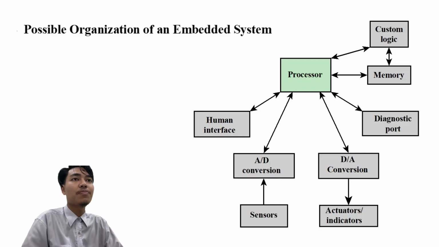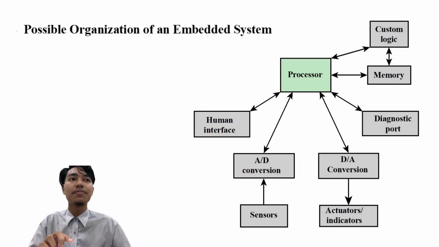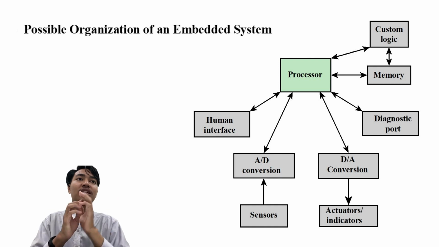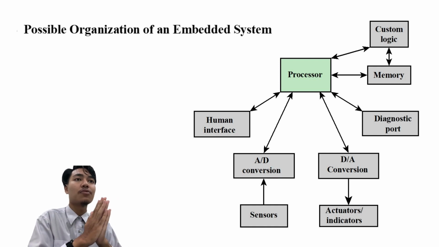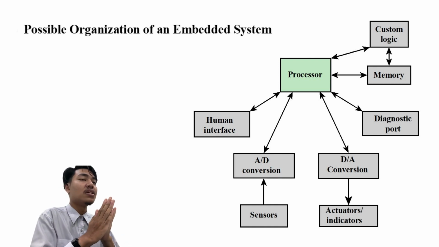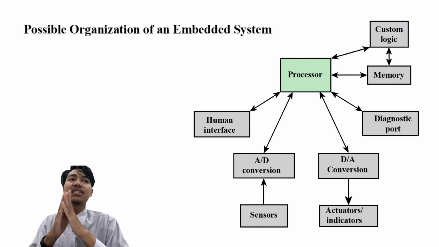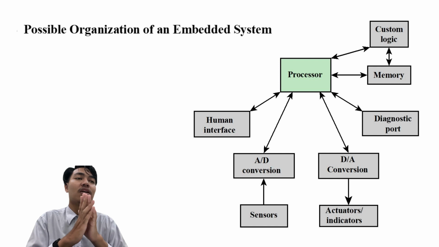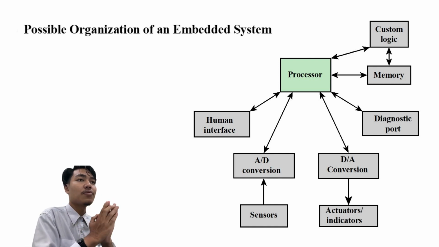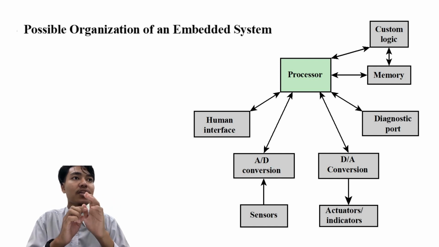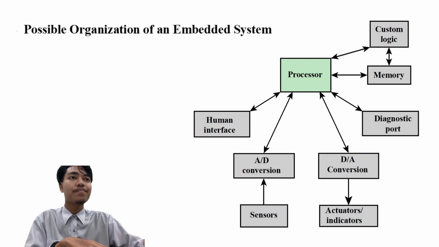So here is a possible organization of an embedded system. The processor in embedded system is connected with human interface. They are connected to analog to digital conversion and digital to analog conversion. They are also connected with diagnostic port, memory, and custom logic.